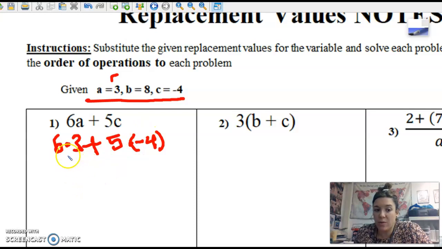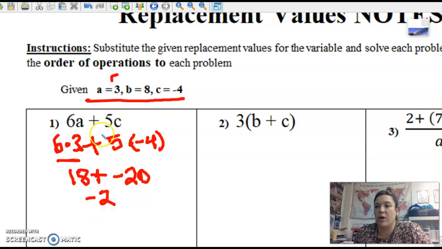All right, and then we're just following order of operations. So I'm going to multiply first. 6 times 3 is 18. Plus 5 times -4, that's -20. And then I'm going to combine these two together, my last step, and get -2. So remember, these should simplify down to one number. Do one step at a time.